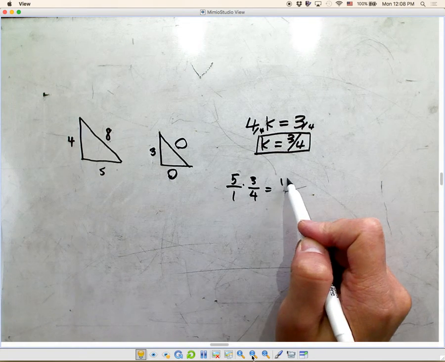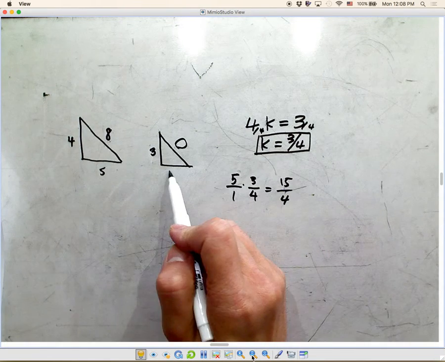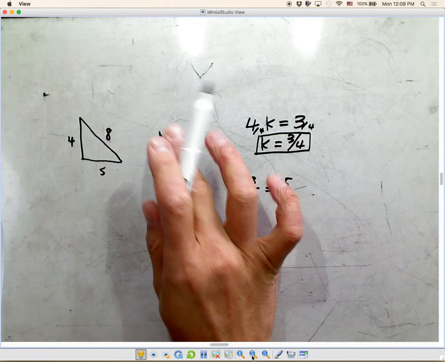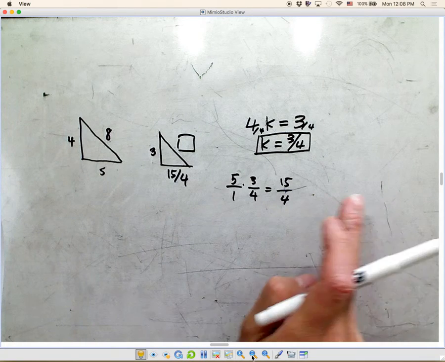Then side by side. So right here, this should be 15/4. And then you do the same thing to get the answer for this one. Okay, so that's why we were doing it.